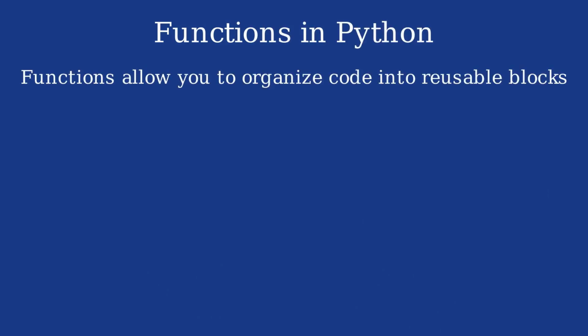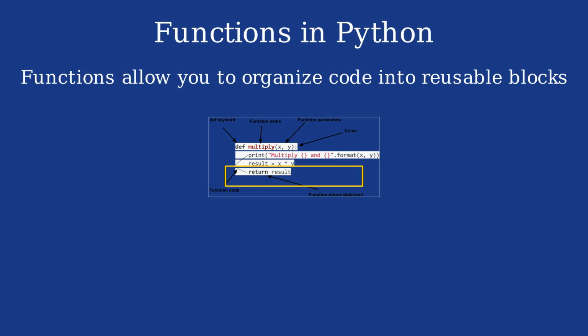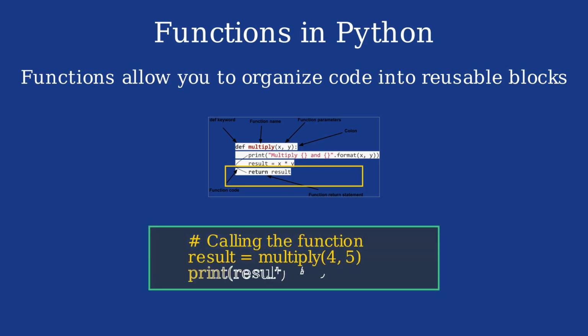Functions allow you to organize code into reusable blocks. For instance, you can define a function to multiply two numbers. Functions help make your code more modular and maintainable. Once defined, a function can be called anywhere in your code with different arguments. This makes your programs more efficient and easier to maintain.